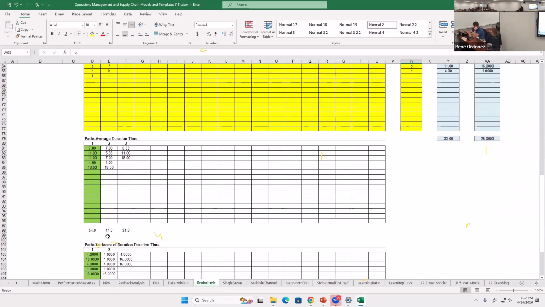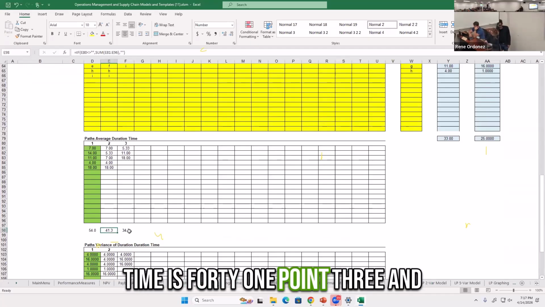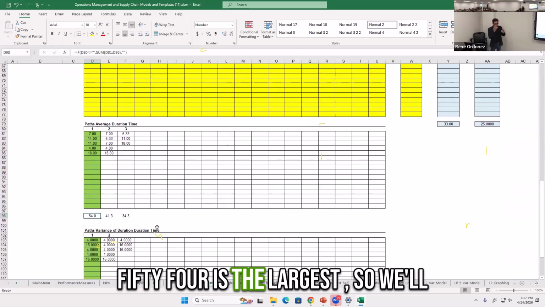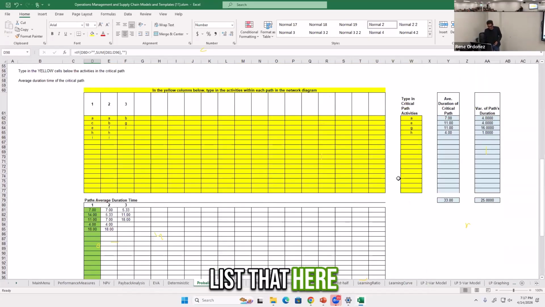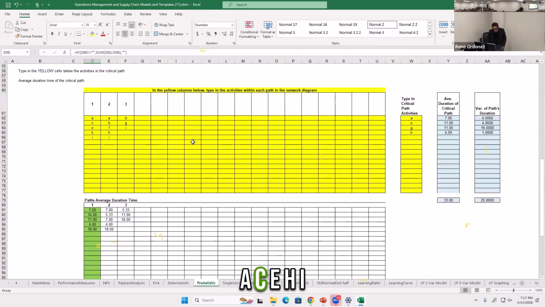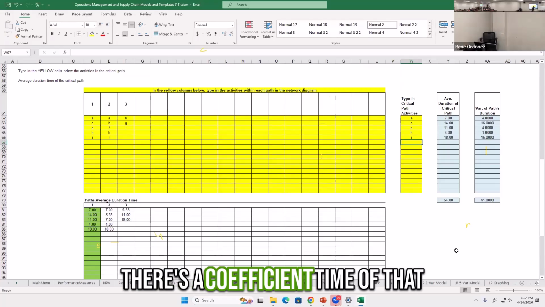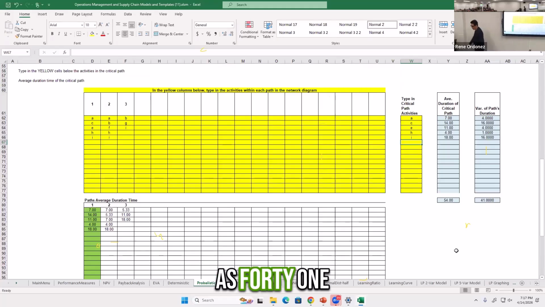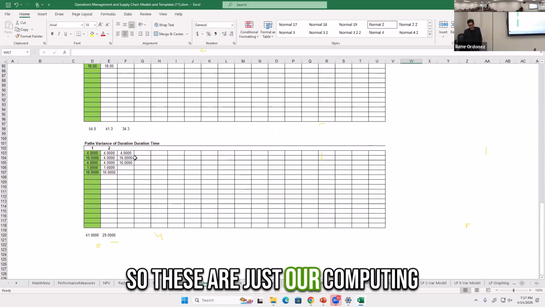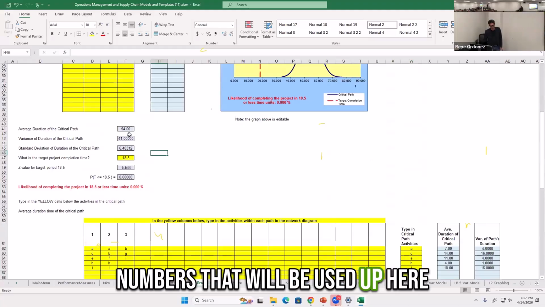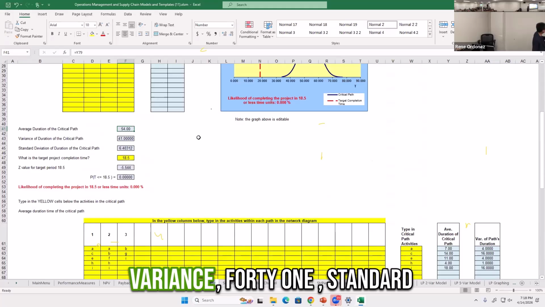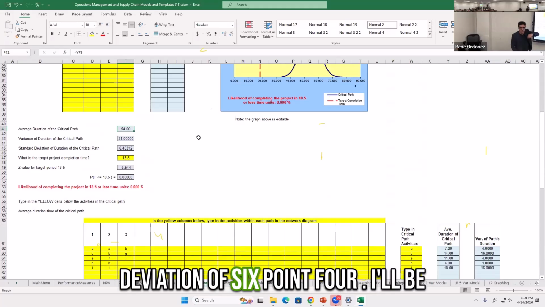Path 2's average completion time is 41.3, and path 3's is 34.3. So 54 is the largest, and we'll list that here: A, C, E, H, I. That's the completion time of that path, and then its variance is 41. These are just computed numbers that will be used up here. 54 is already identified as the critical path, with a variance of 41 and a standard deviation of 6.4.